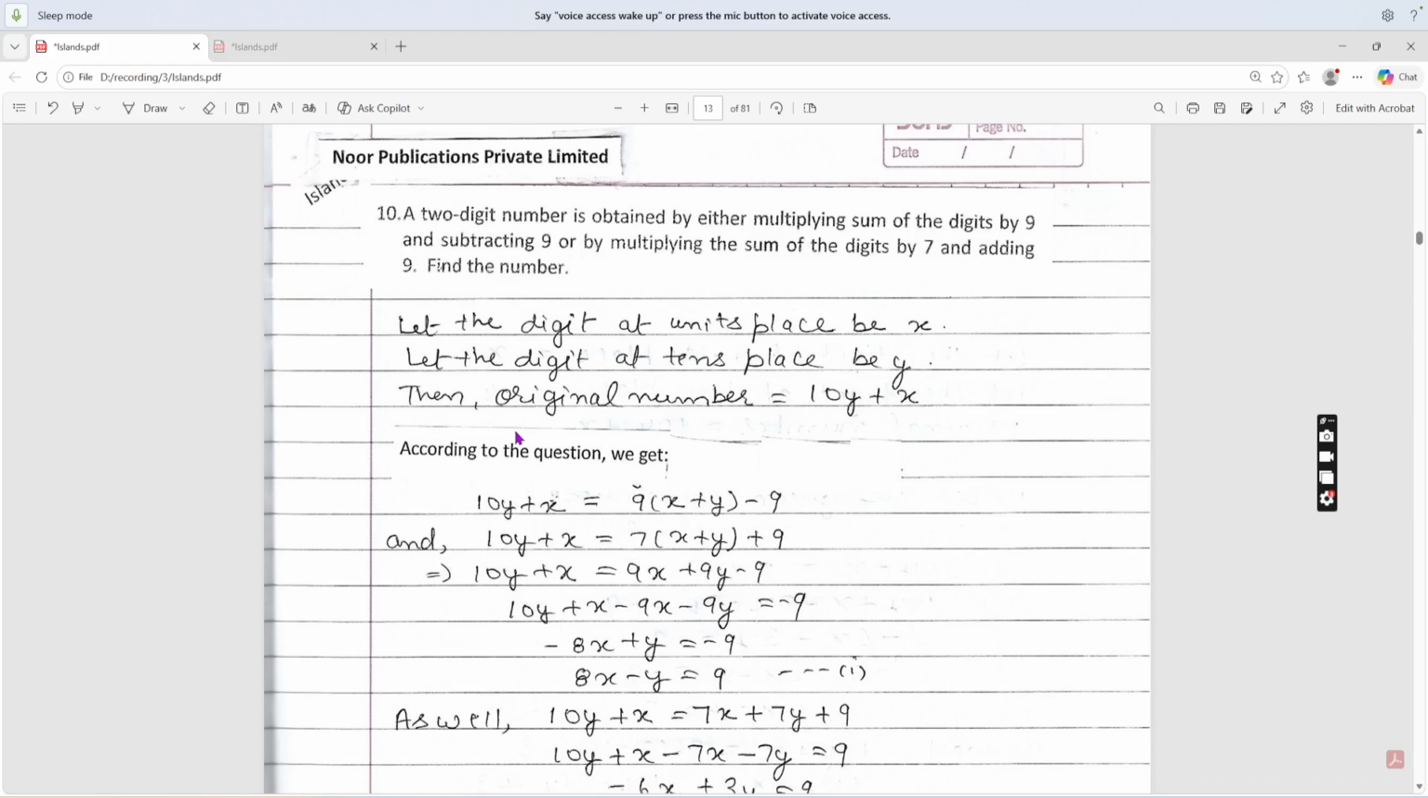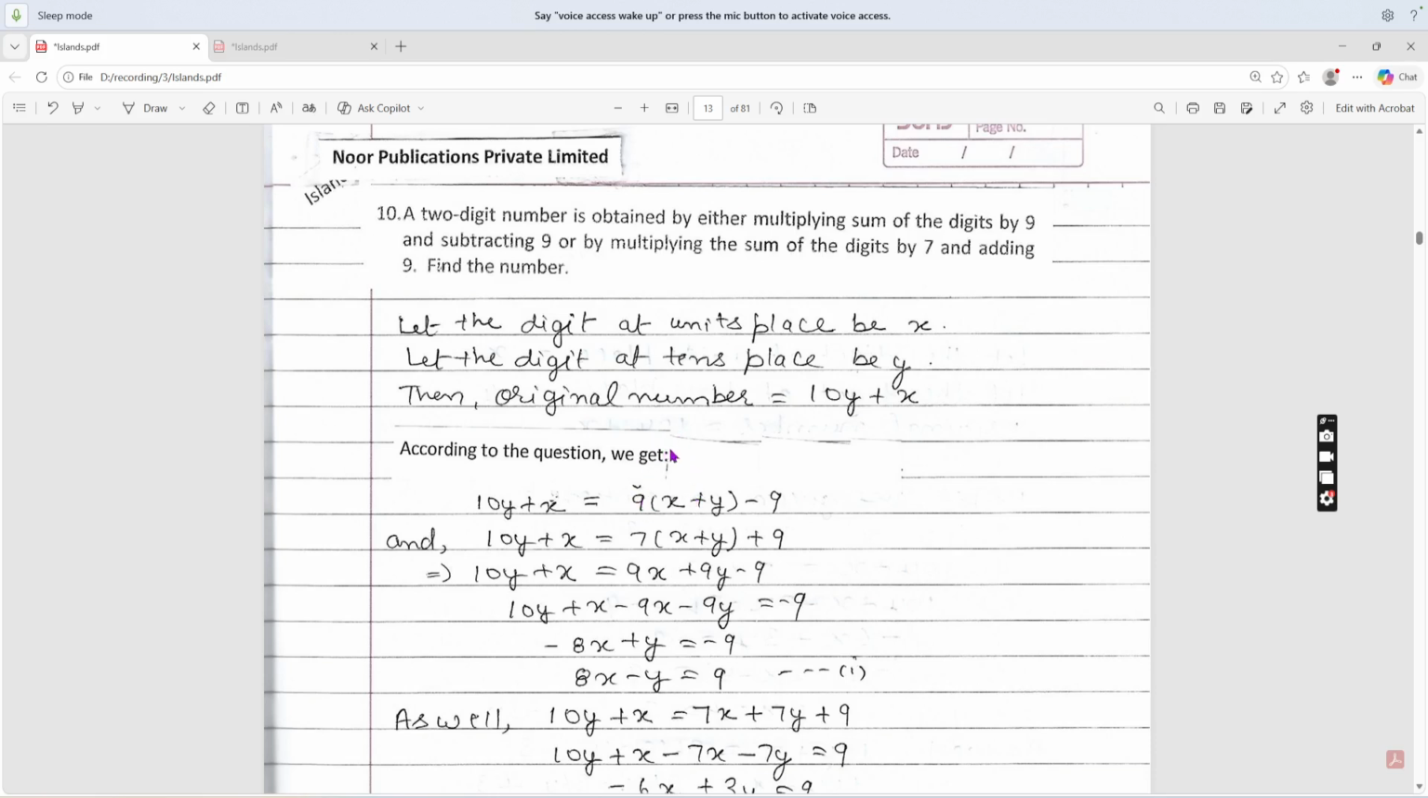So here now we'll just see what is the first condition given. A 2-digit number is obtained by either multiplying. What is the 2-digit number? That is 10y plus x is equal to, by either multiplying the sum of the digits. What is the sum of the digits? x plus y, into 9 and subtracting 9 from it.